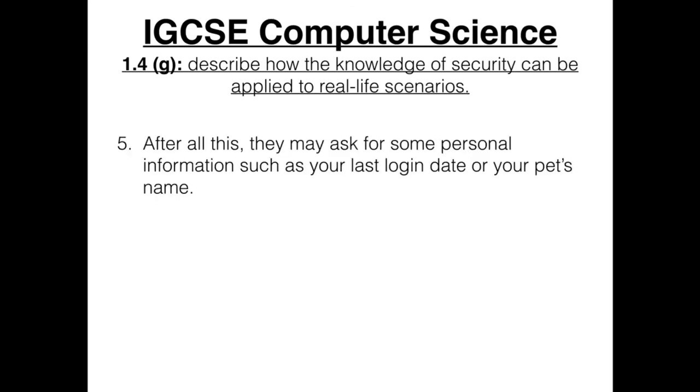After all this, banks may ask for some personal information, such as your last login date or your pet's name. We can see this when, if you have forgotten your password on, say, Gmail, and they ask you a security question that you set when you created the account, such as what is your mother's maiden name or what was your first teacher's name, then the user must answer that in order to get into their account. The same thing applies here. It's just extra security. And this, of course, is personal, so hackers shouldn't be able to answer it.